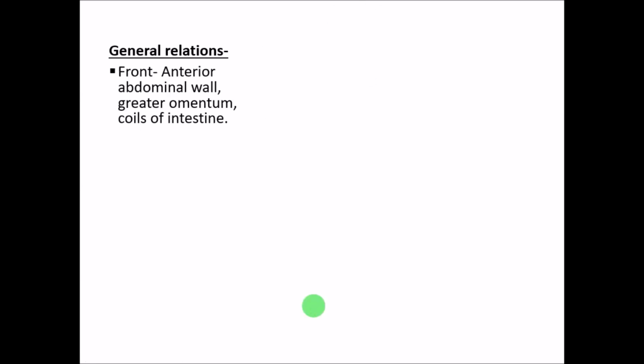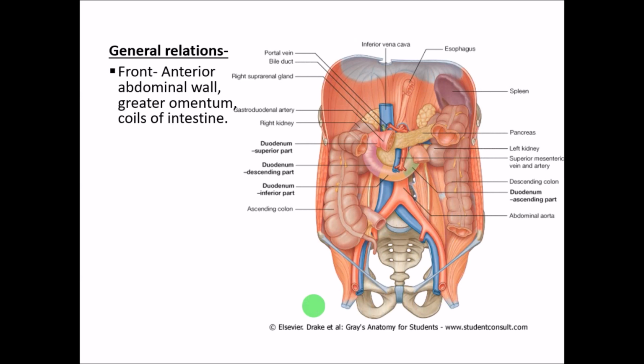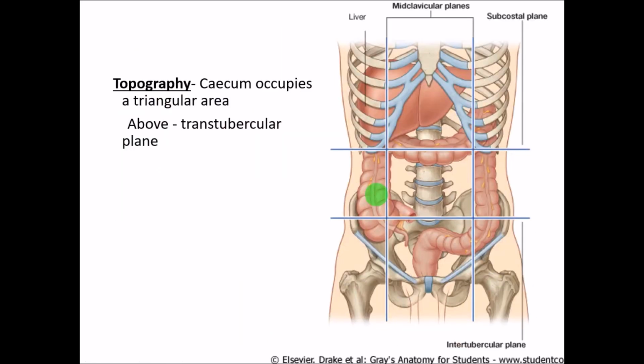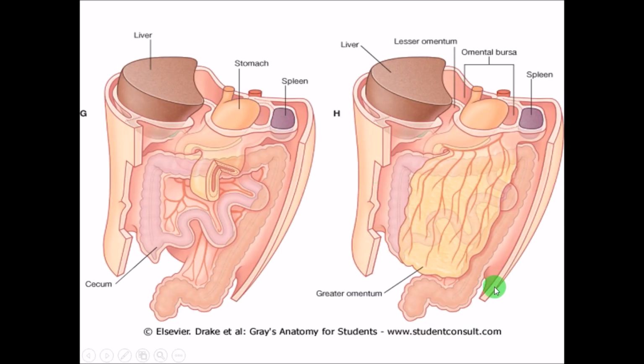Coming to some important general relations. This is the cecum here. In front, anteriorly, we have the anterior abdominal wall itself. Then we have the greater omentum. In the previous pictures you saw during development, there was the greater omentum. This is the greater omentum. Anteriorly we have the anterior wall, then we have the greater omentum.